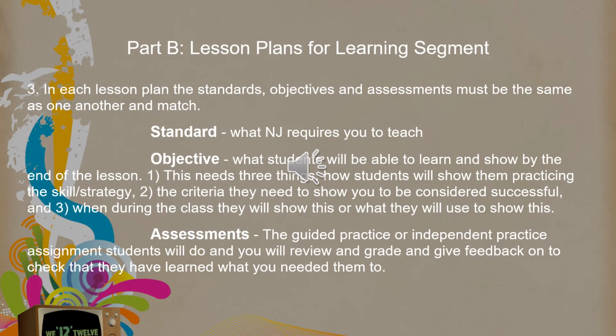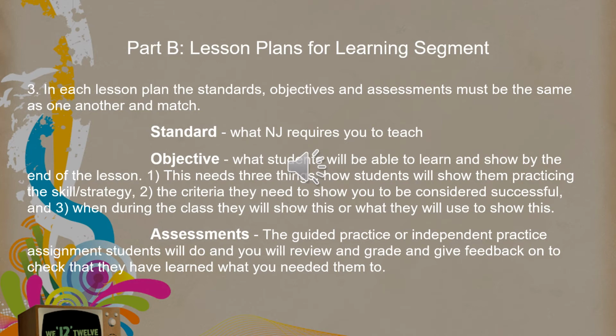So every objective needs to have 3 parts. First is how will students show that they are practicing that skill? How are they going to actually show you that they can do this? The second part is what criteria they need to show you to be successful, to show that they've really learned this and not that they need help. The third thing is when during class they are going to show this. So you need to have all 3 of those parts in your objective.